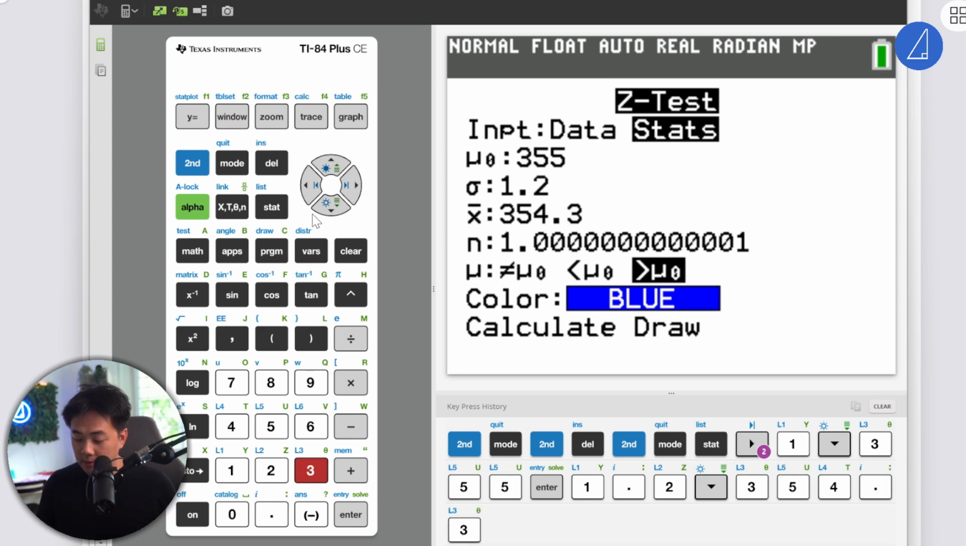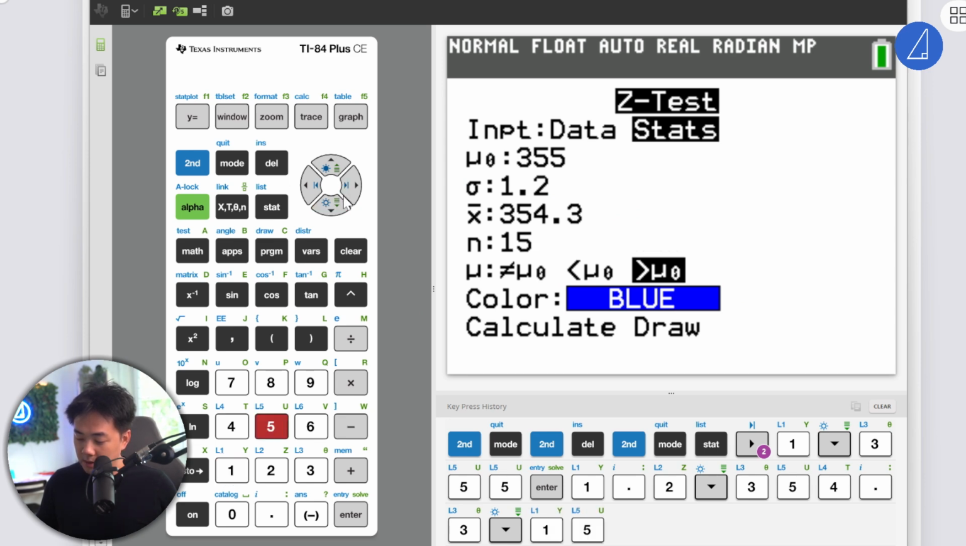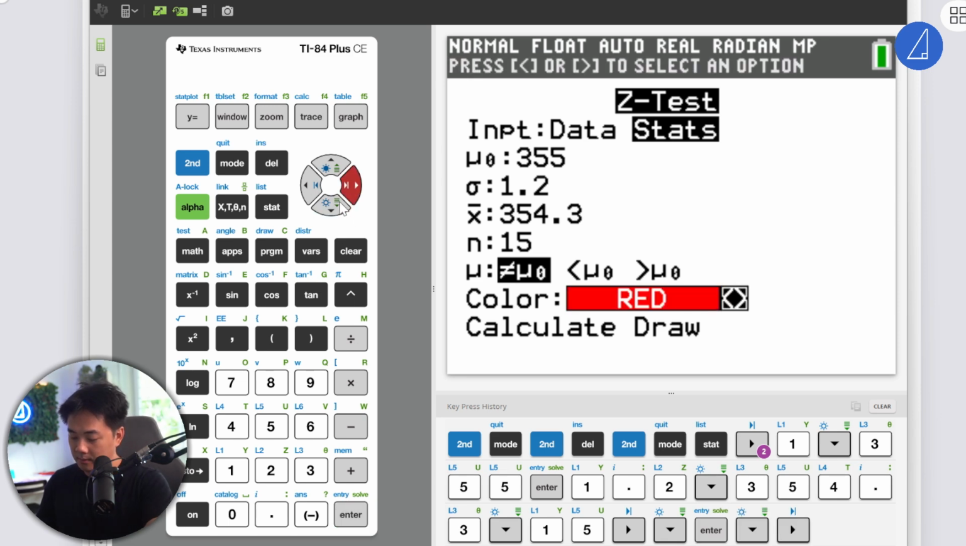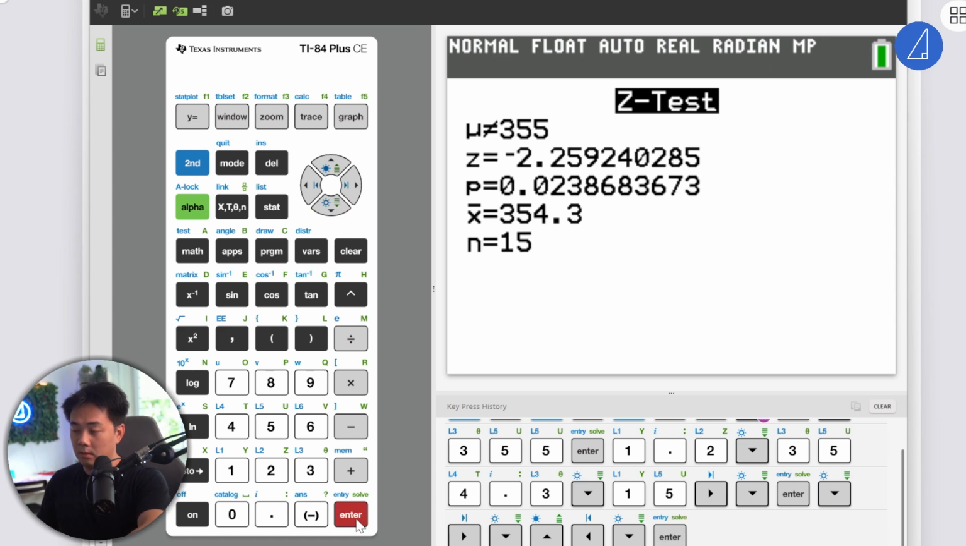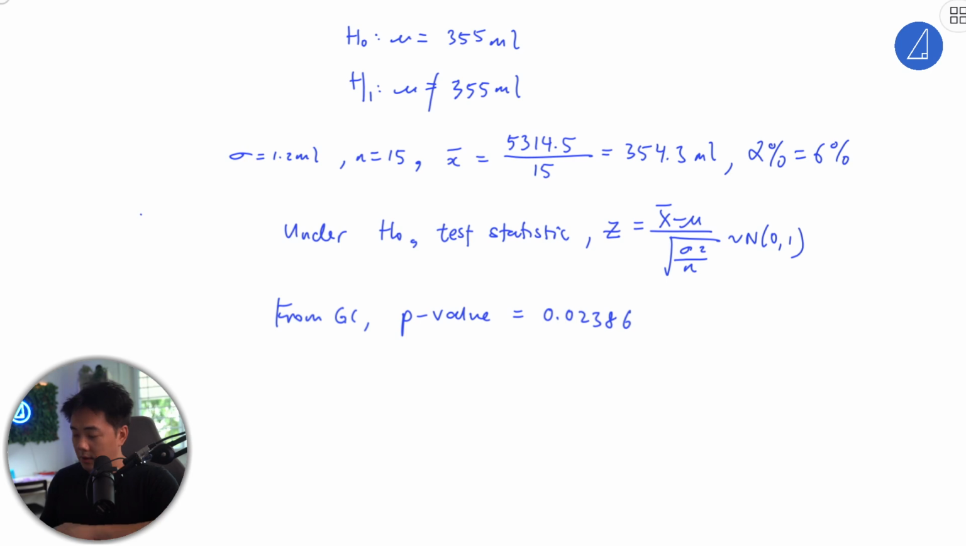Then for the n, we have 15 cans. Here, we're going to do a two-tailed test. Then I'm going to just calculate. From here, the p-value is 0.23868, which is actually greater than the 6% level of significance.